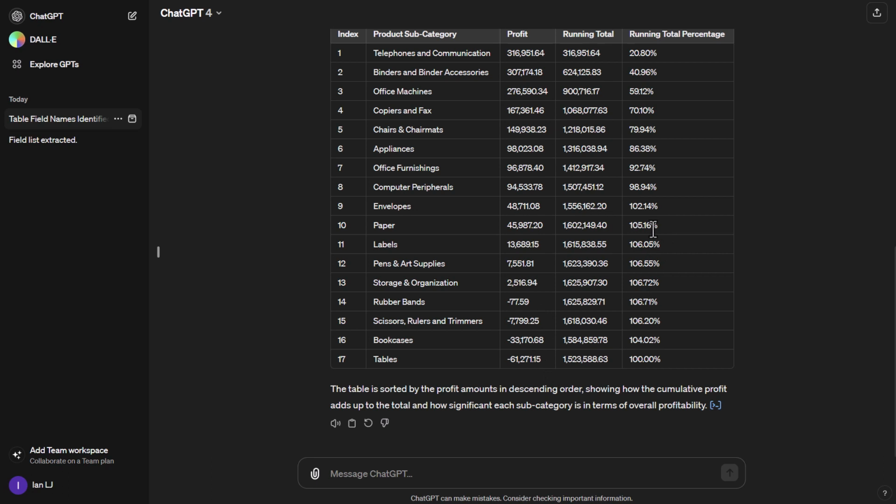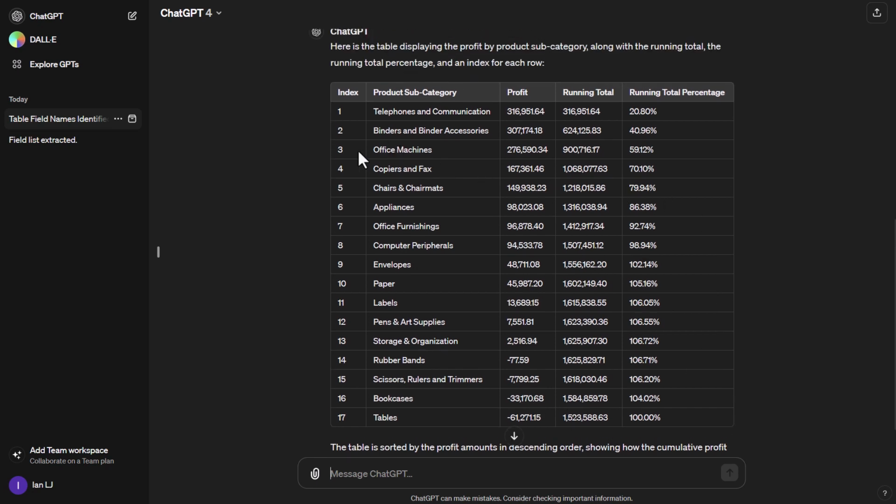So it means that we actually go past 100% of the profit and then we come back to the 100% because of those negative values. So that can affect the way that the calculation's been done. Let's start off at the top over here. If we look at these first three product subcategories, you'll see that it's actually contributing around 60% of the actual profit. So that means that 40% of the profit is actually being contributed by all the rest of the items.